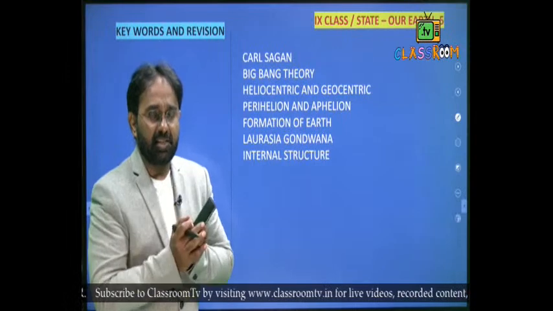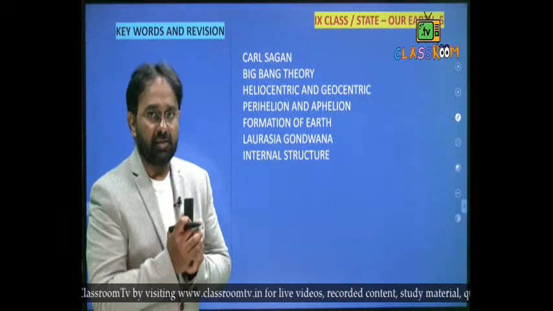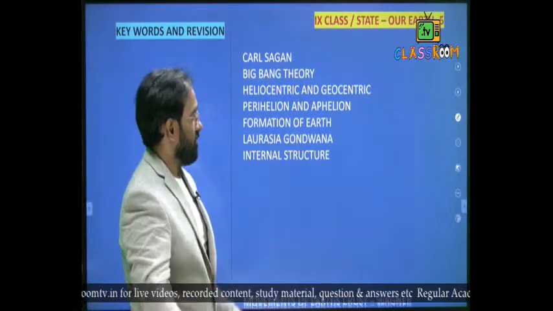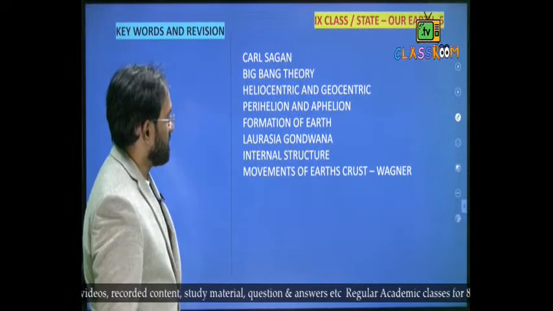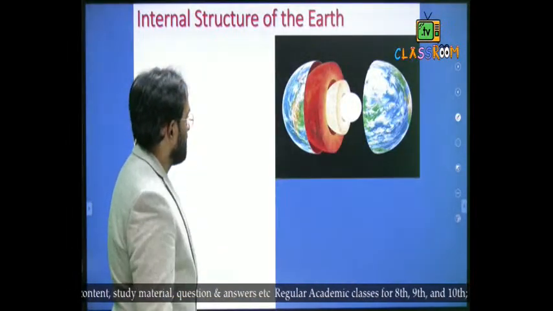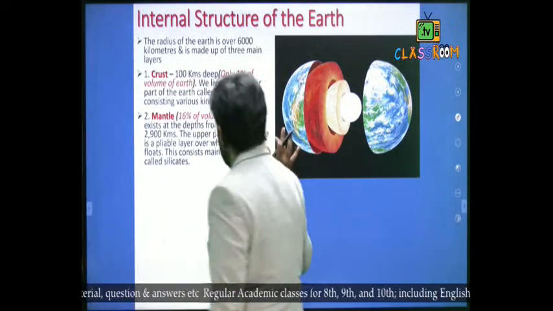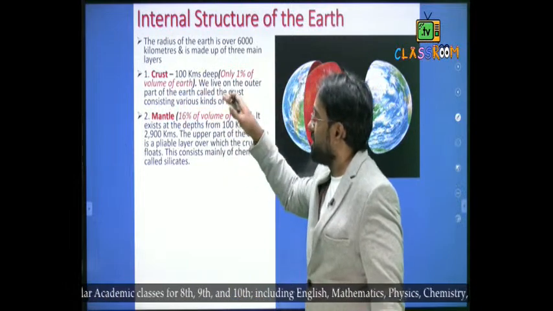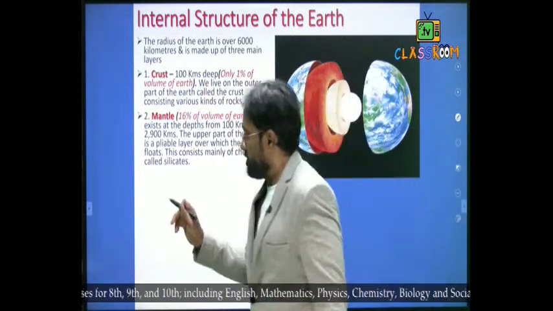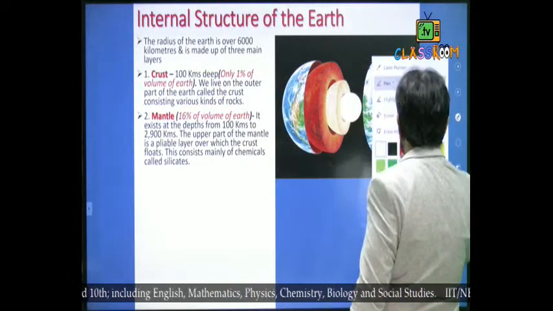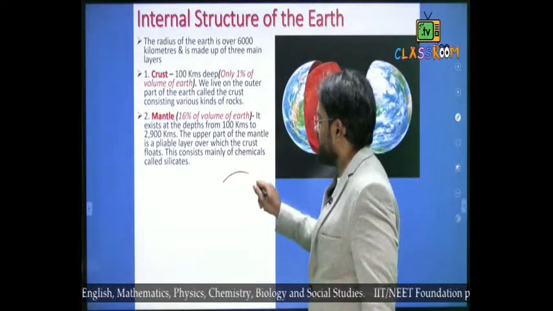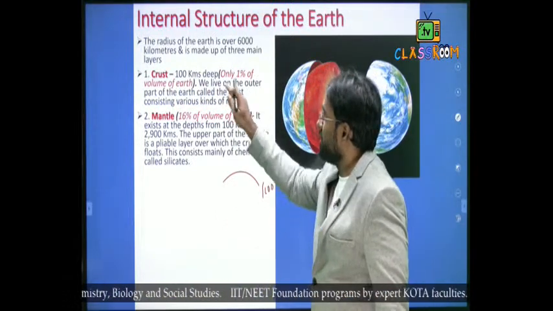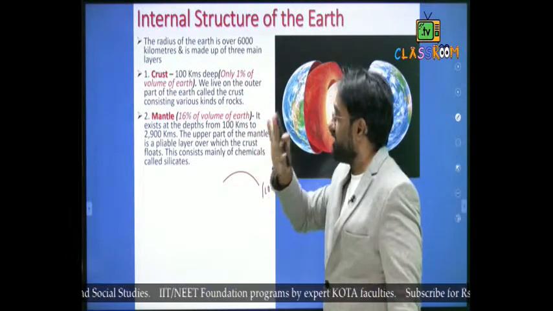What is the density and what is the depth of each and every layer of the Earth? Everything we have discussed. We can also see that once again. Here, this is what we have discussed. You might have remembered everything. So the crust is about 100 kilometers deep from the surface of the Earth. This is the crust region, 100 kilometers deep, only 1% of the volume of the Earth, the entire crust region.